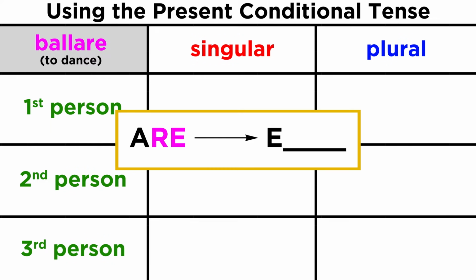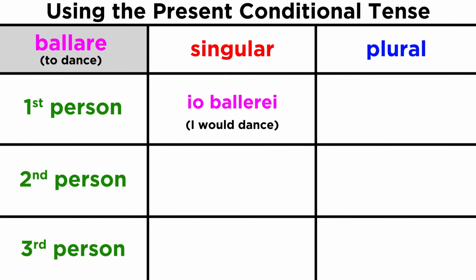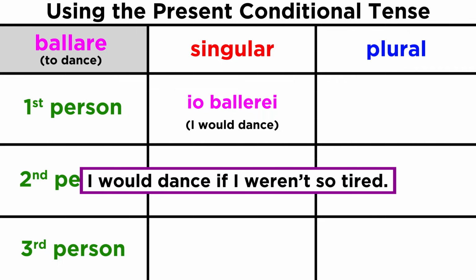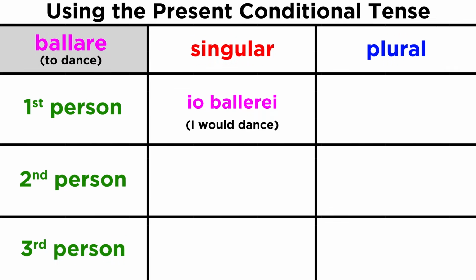For this tense, we must drop the re ending, and we change the a into an e, as we did for the future tense. First person singular will be io ballerei. This means I would dance, as in I would dance if I liked the music, or I would dance if I weren't so tired. With the purpose of this tense better understood, let's continue through the conjugation.